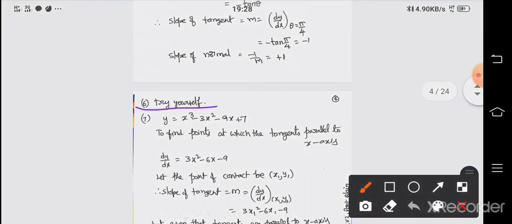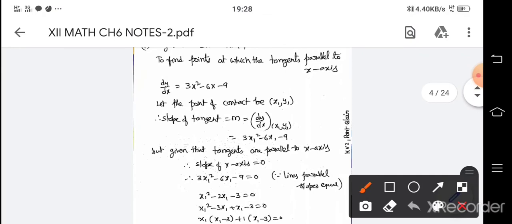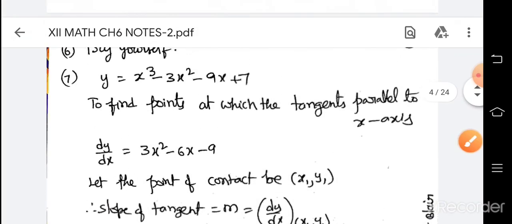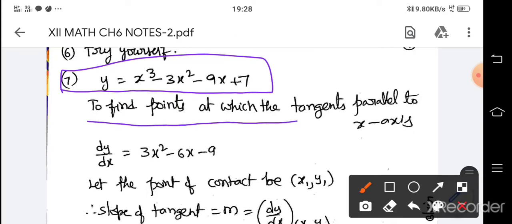Next, sixth question is try yourself. Seventh question, look. y is equal to x cube minus 3x square minus 9x plus 7. Long expression is given. To find the points at which the tangents are parallel to x-axis. We should find out the points at which the tangents are parallel to x-axis.